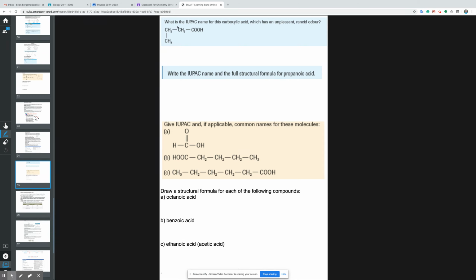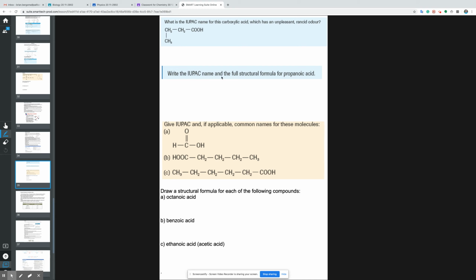Okay, so some more examples here. What is the IUPAC name for this carboxylic acid, which has an unpleasant rancid odor? So here's our carbon bonded to the 2 O's. So this is our carbon number 1. So 1, 2, 3, 4. So it's just going to be butanoic acid because there are no groups, no branches coming off.